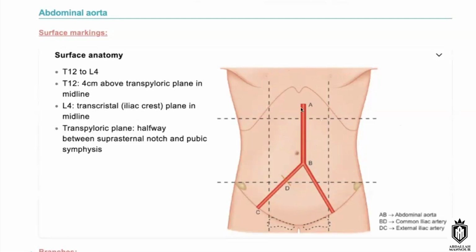Yeah. So it's basically the middle half. You deduct 1/4 up and 1/4 down. So the middle half will be exactly the halfway, the transpyloric plane, and the middle half among them will be the aorta. Okay? Yep. All right, so T12 to L4, you need to say how to find T12, 4 centimeters above the transpyloric plane. You need to say how to find L4, the transcrestal plane, and you need to say how to find the transpyloric plane. And this is halfway between the suprasternal notch and also the pubic symphysis. In the halfway, you will find the transpyloric plane.